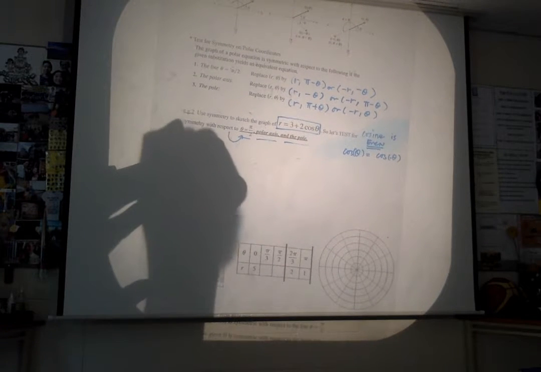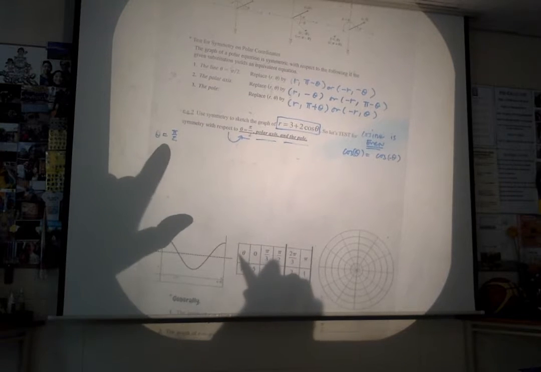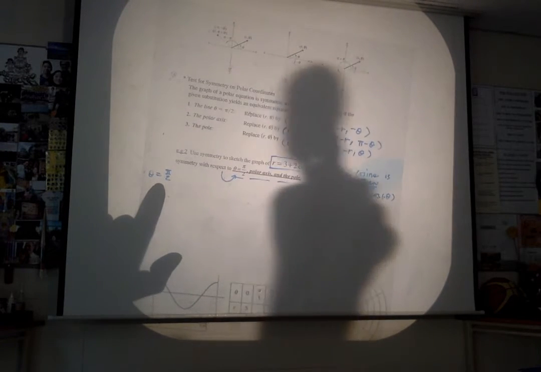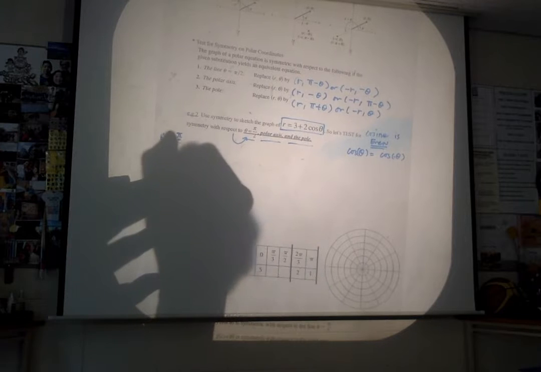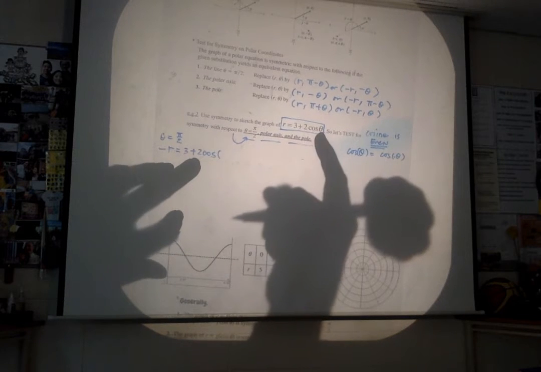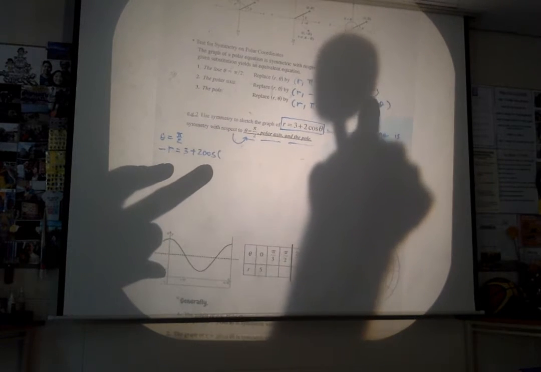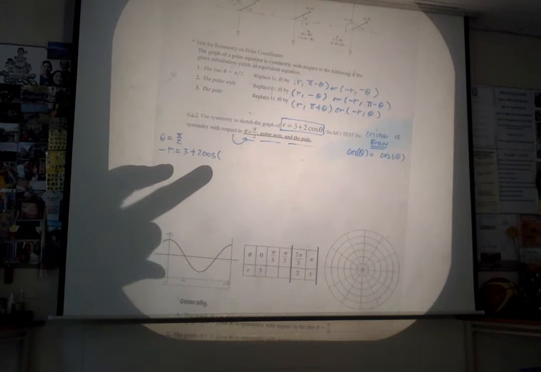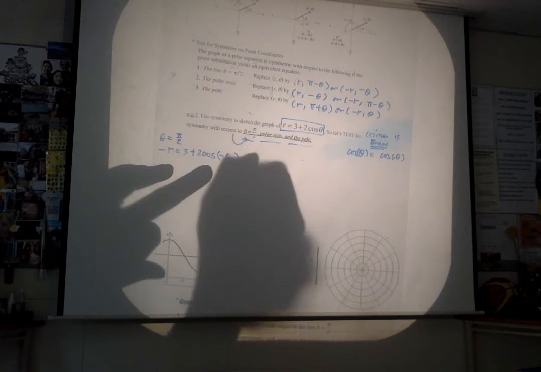So I'm going to say theta is equal to pi over 2. So how do we prove that? We're going to prove it using this, okay? So I'm going to say negative r is equal to 3 plus 2 cos, right? Using our function here. But remember that we're using this right here, right? So this means we're going to replace it with negative theta.